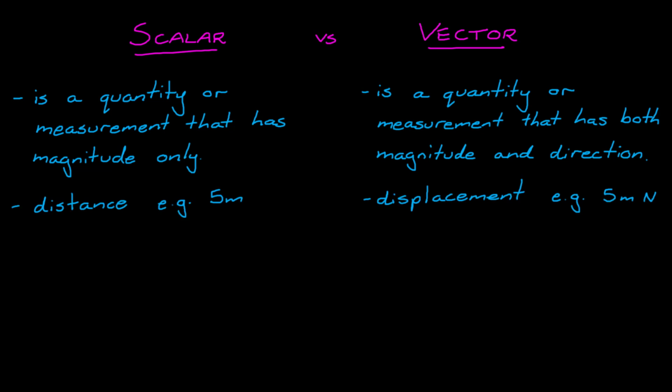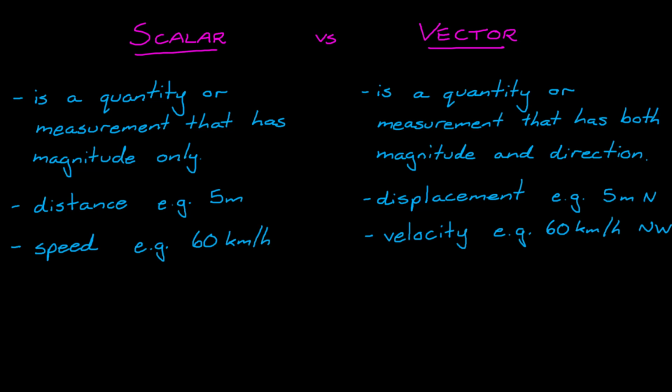One example of the difference between a scalar and vector comes in measuring either distances or displacements. A distance can be stated as, for example, 5 meters, whereas a displacement is always stated with a direction, so 5 meters north, which would be different to moving 5 meters south or 5 meters east. In the same way, a speed, such as 60 kilometers per hour, is a scalar quantity, whereas a velocity, such as 60 kilometers per hour northwest, is a vector.